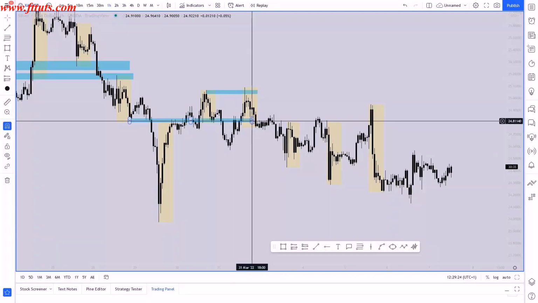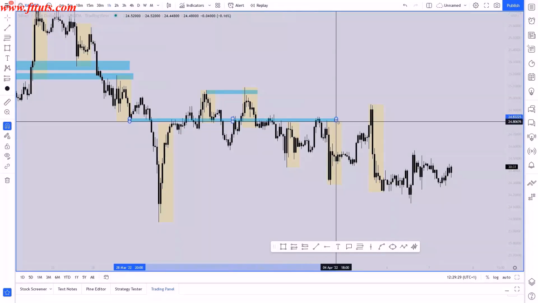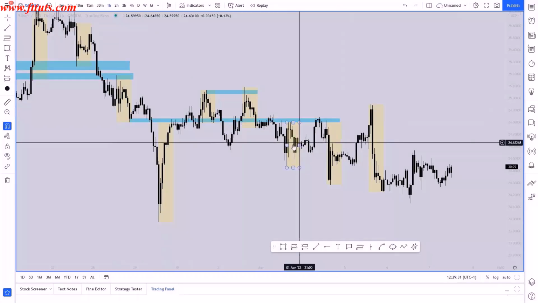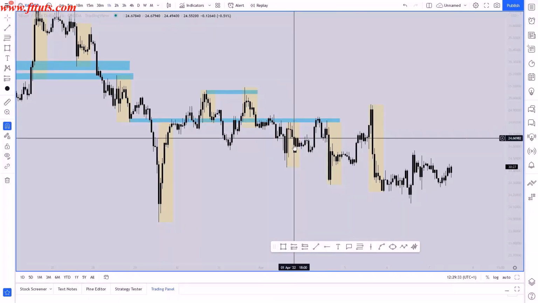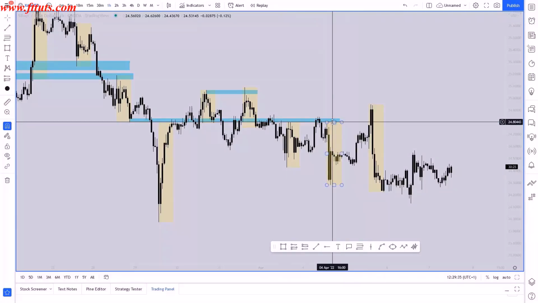If I drag this across, what you'll see is that the next 2 times US tapped into this zone, tapped in, rejected to the downside, tapped in, rejected to the downside.